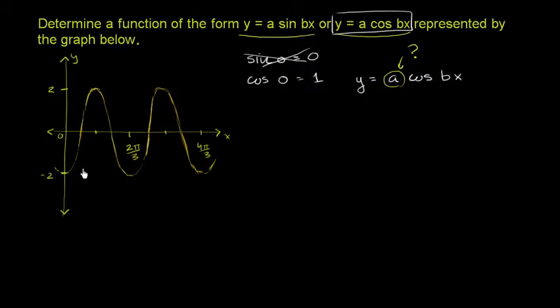Well, let's think about it. We already saw if we had just cosine of bx, when x is equal to 0, cosine of b times 0 would just be cosine of 0, and it would get us to 1. But we're not at 1, we're at -2. It looks like you took a cosine function, and at least when x is equal to 0, we multiplied it by -2. So this should be -2. So now we have a little bit more filled in of what we actually have. We know that it's y is equal to -2 cosine of bx.